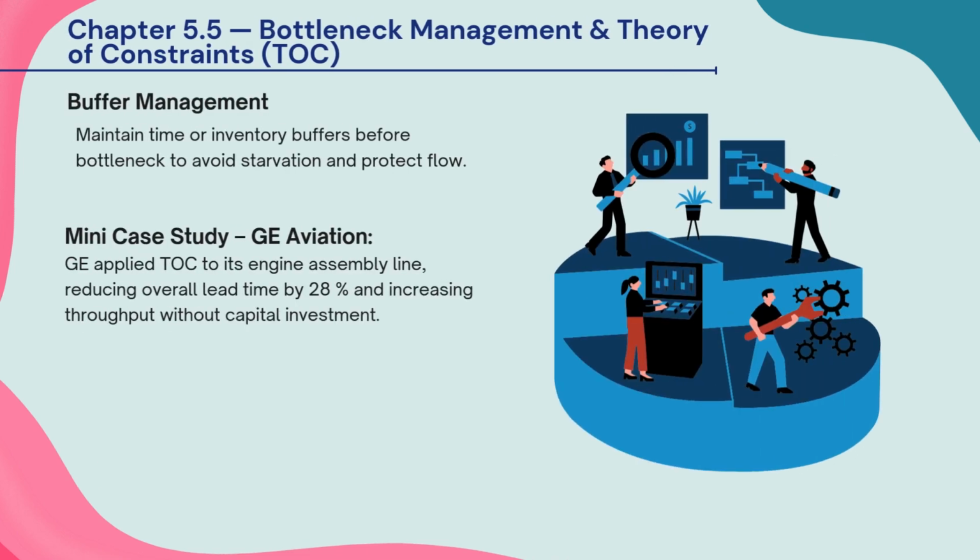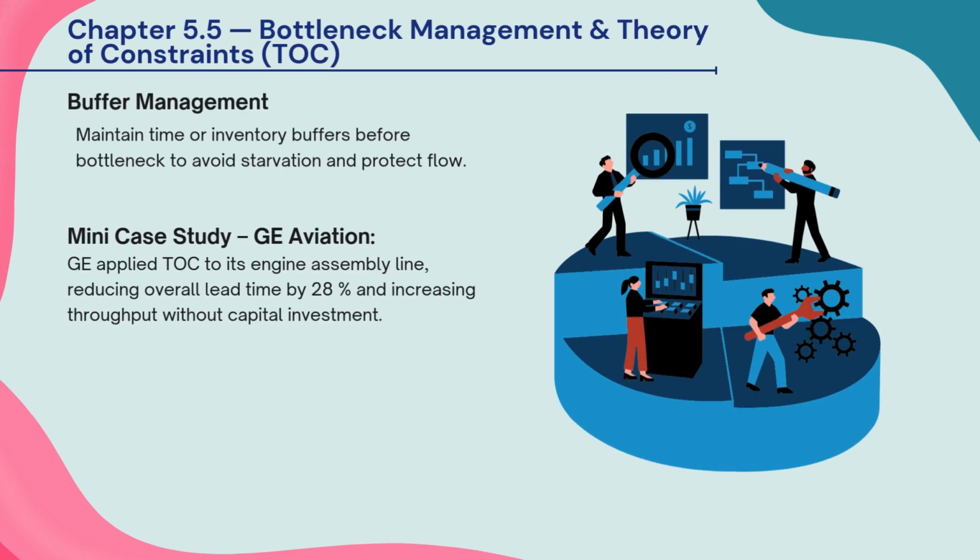Buffer management ensures smooth production by placing time or inventory buffers before the bottleneck so the constraint is never starved. This keeps the flow stable and maximizes throughput. The GE Aviation case shows how applying TOC on their engine assembly line helped reduce lead time by 28% and increased throughput without needing extra capital investment.